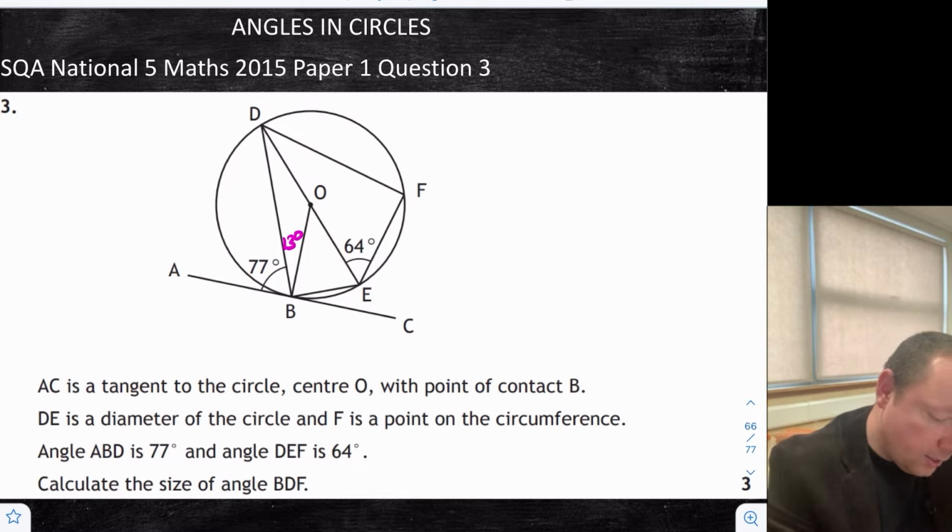And then I can start working inside this triangle. So that's a radius and a radius. I can just mark it on with little lines. So I know that the two angles at the bottom are the same size. So they're 13 each. So I can just mark that on.